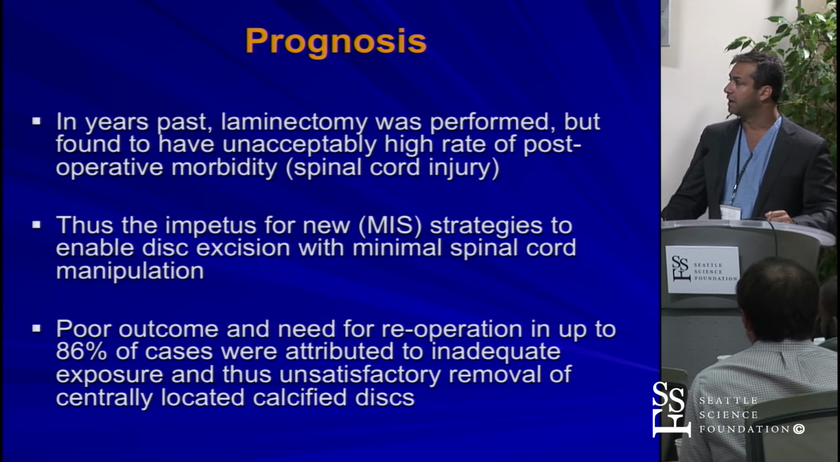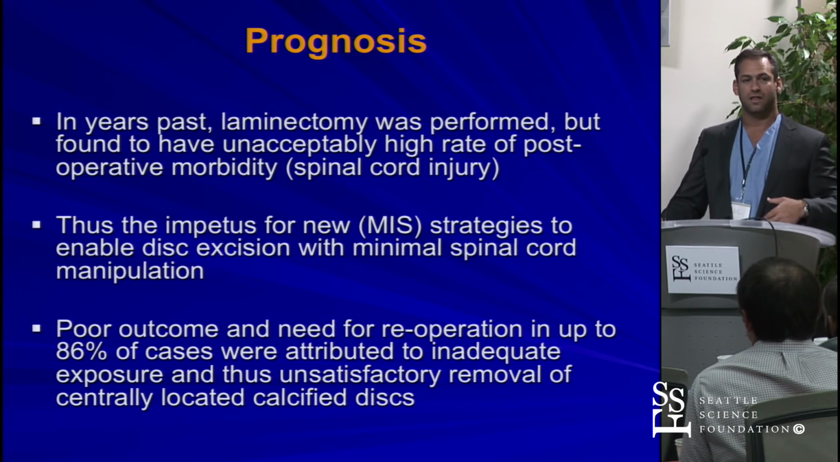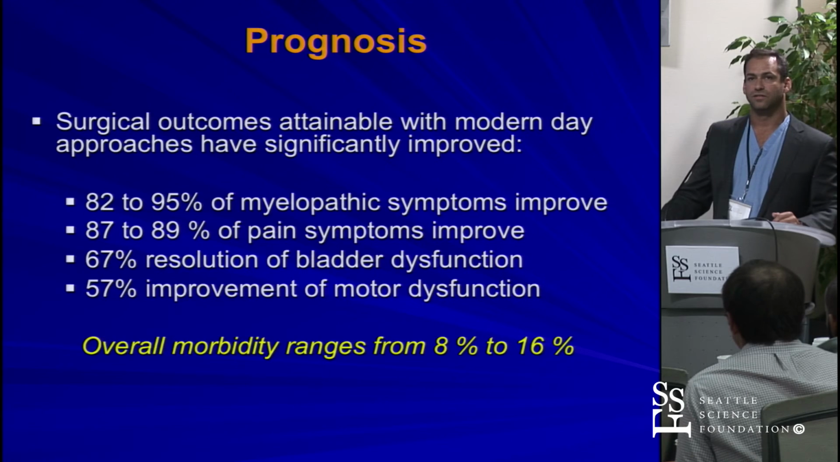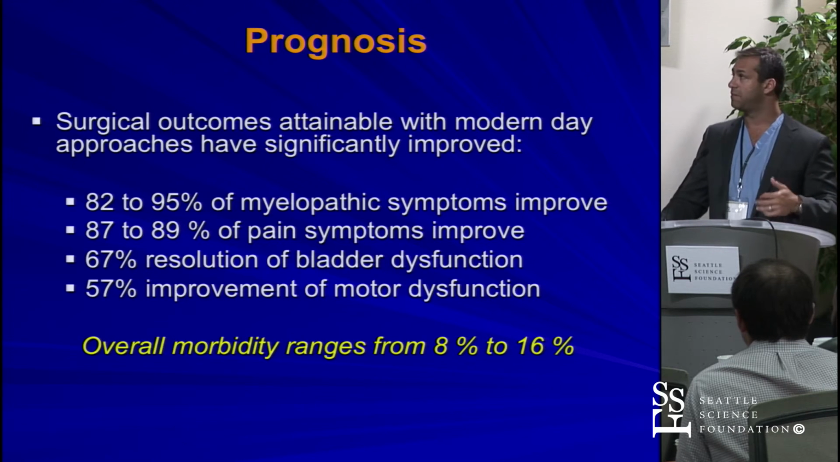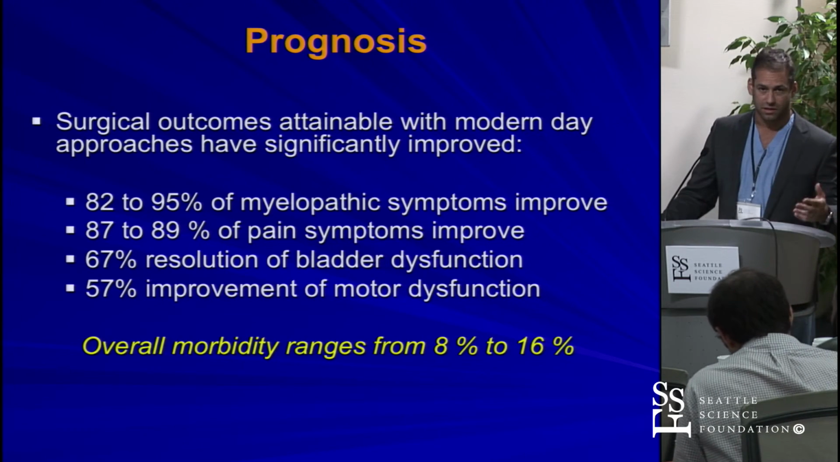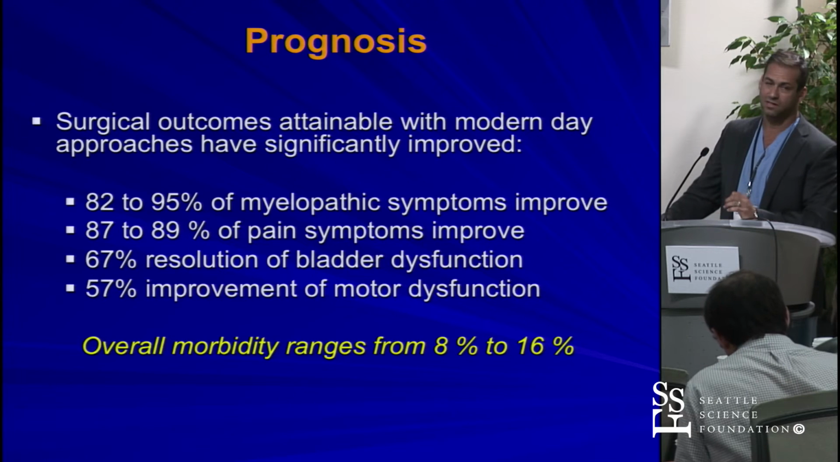following a laminectomy. And this again, that's the impetus for new techniques, but also less invasive techniques. Surgical outcomes are attainable, or good surgical outcomes are attainable with modern day approaches and improvement. Oftentimes we'll see patients come in and they'll have significant symptoms. They'll have myelopathy. They'll have the typical pain. We're seeing significant improvement. This doesn't mean cure.